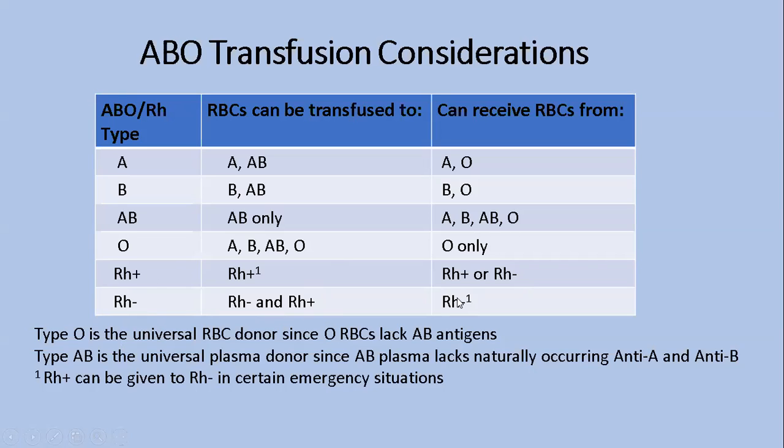When someone is Rh negative, we really want to try to only give them Rh negative cells. And as I said before, in certain emergency situations, we can give Rh positive cells to someone who's Rh negative, but there are some extra steps that we take when this is done, and we'll talk more about that in the future.